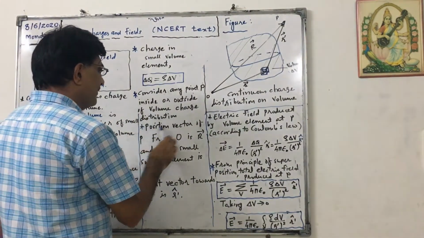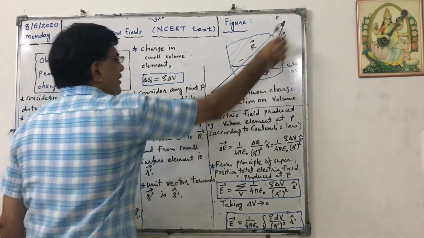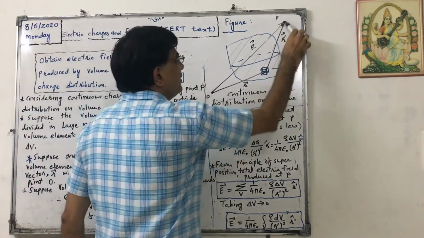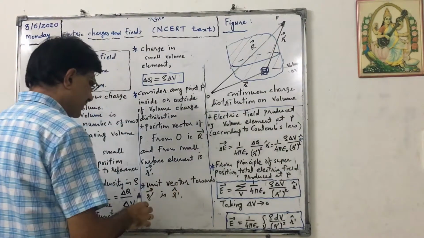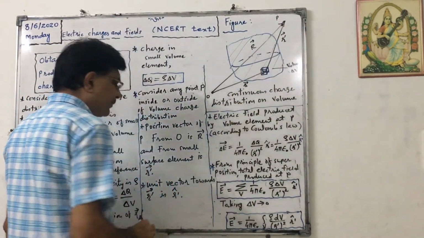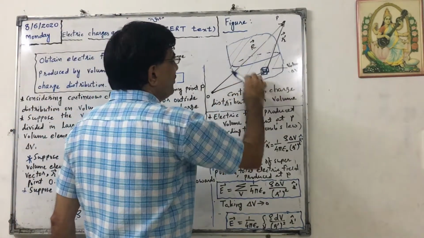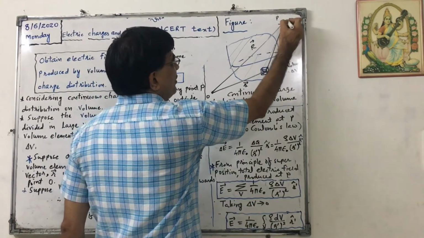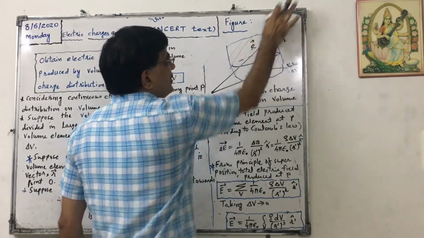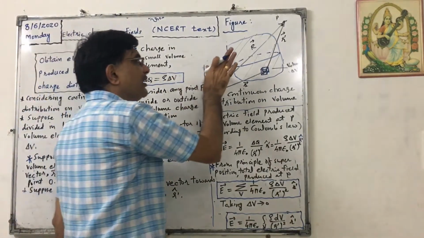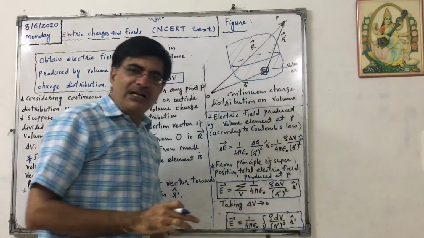The position vector of P from O is vector capital R, and from the small volume element, the position vector is vector R dash. The unit vector towards vector R dash is R dash cap. I have considered here positive charge inside the volume. So if I put here a unit positive charge, it will experience repulsive force. So the electric field will be in the direction of R dash cap.